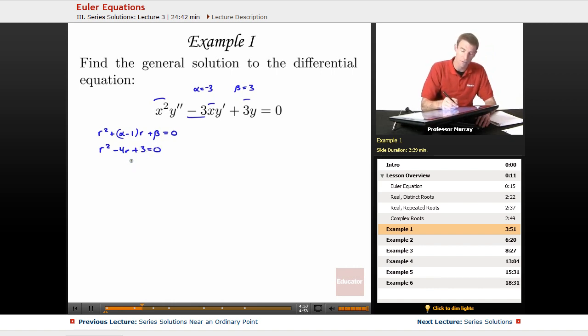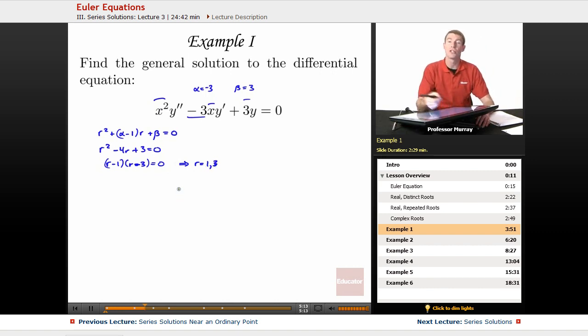Now, that equation factors quite nicely. That's (r minus 1) times (r minus 3) is equal to 0. So our two values of r are 1 and 3. R equals 1 and r equals 3. And so now we can drop those right into the general solution.